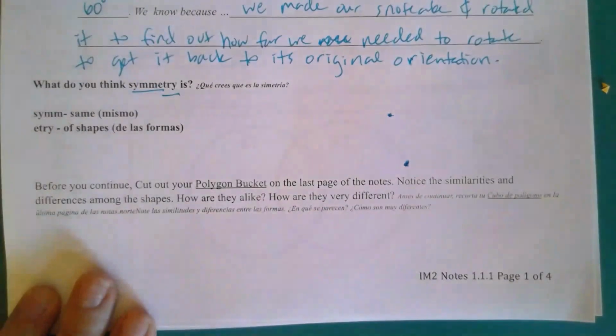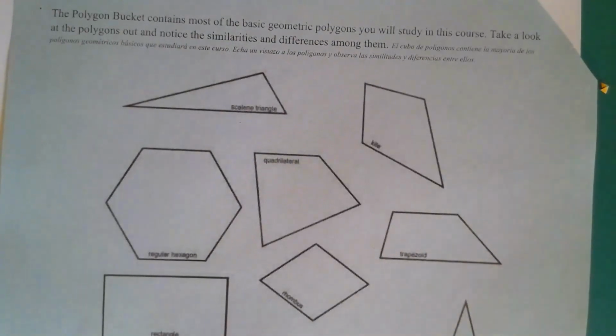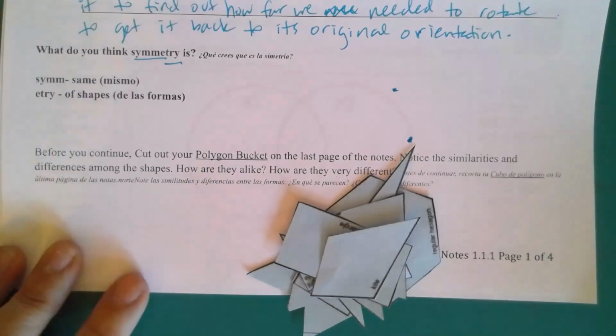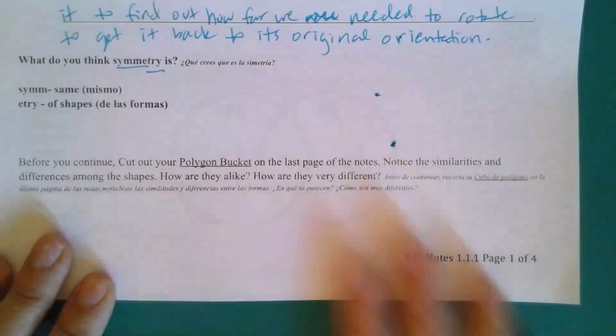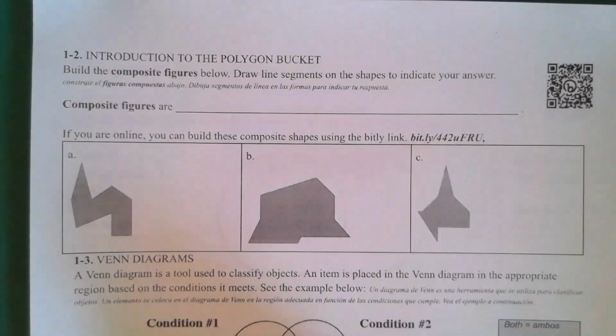And before we continue, we're going to cut out some shapes. So we have this polygon bucket, which you would have in person, but if you are online, there's a digital version, and I'm going to cut out the shapes, so I'll be right back. Yay, I cut out the polygon bucket. Let's continue. Next page. Okay. So we have an introduction to a polygon bucket.